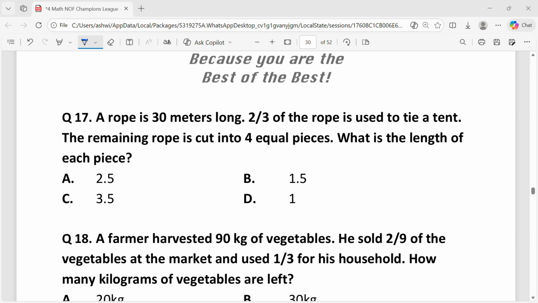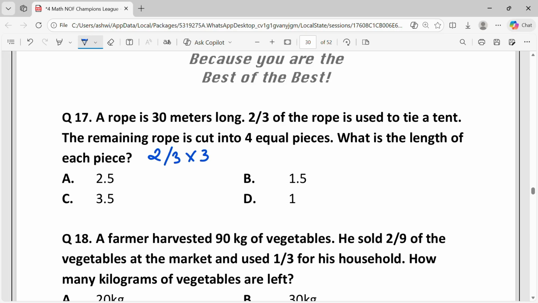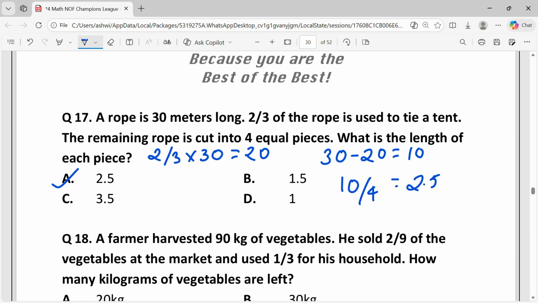The length used is 2 by 3 into 30, that is equal to 20. The remaining length is 30 minus 20, that is equal to 10. The remaining piece is cut into 4 equal parts. So the length of each piece will be 10 divided by 4, which is equal to 2.5. That is answer option A, 2.5.